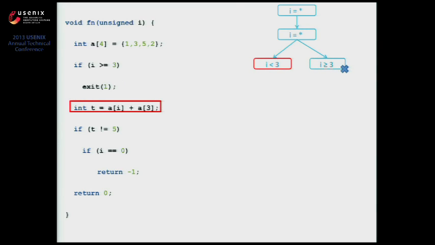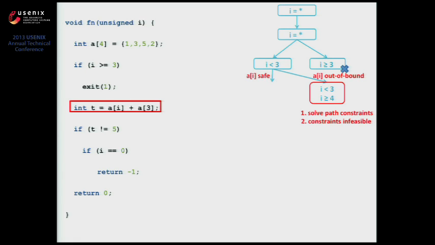Now that that state's done, we move on to the other state. Now it's executing this assignment to T. There's one issue with this statement, which is that there's a potential buffer overflow, and we want to check whether there is one or there isn't. The condition under which there is an overflow is when I is greater than or equal to 4. Next, symbolic execution will try to solve the path constraints again, and it will find that they're infeasible: there is no solution to this set of constraints for the variable I. This allows us to conclude that there's no buffer overflow, and we terminate the path.